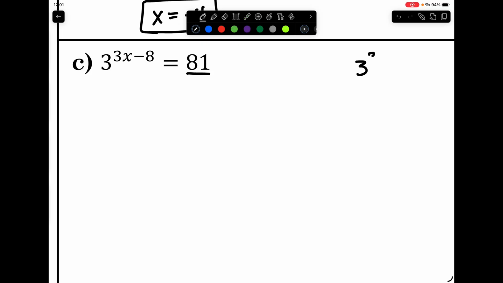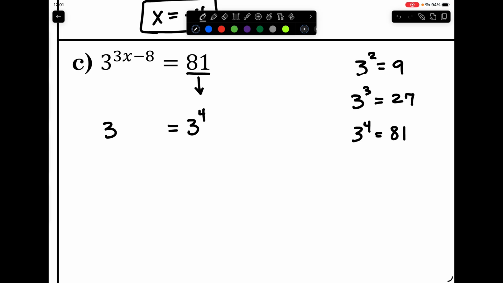Well, we know that 3 to the second power is equal to 9. 3 to the third power will simply be 9 times another 3, which is 27. 3 to the fourth power would be the previous answer of 27 times another 3, which is in fact equal to 81. So 3 to the fourth power does in fact equal 81. So we can manipulate this and write the right side of the equation as 3 to the fourth power. And look at that.